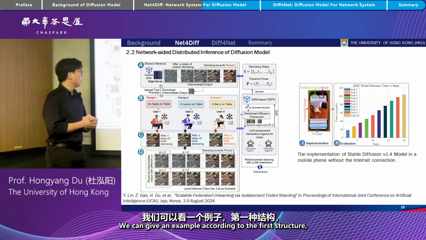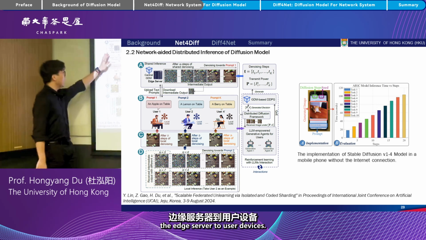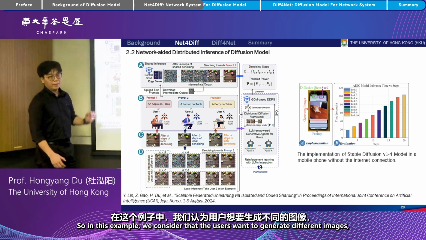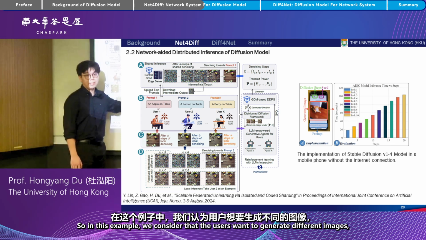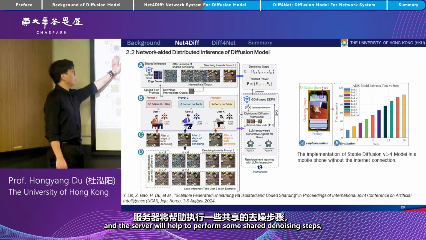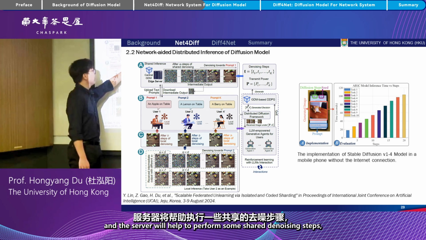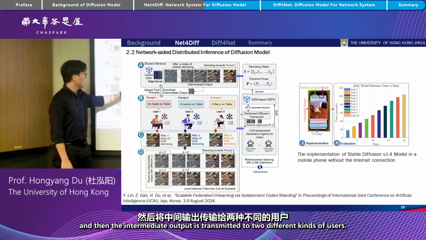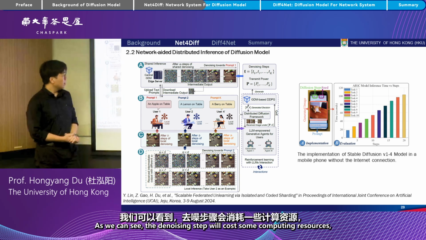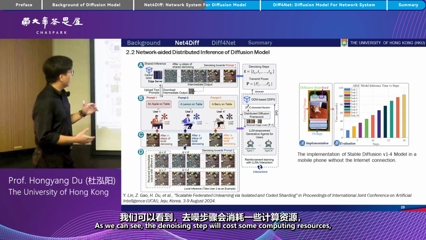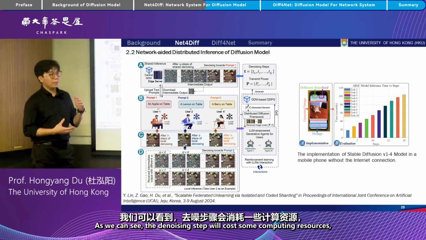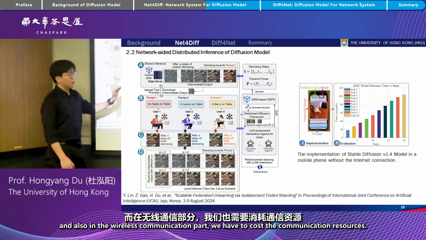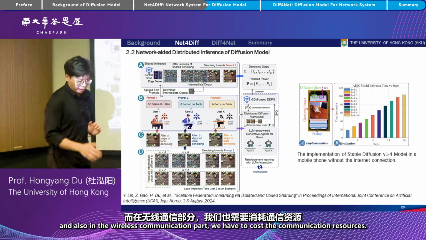We can give an example according to the first structure, the H server to user devices. In this example, we consider that the users want to generate different images, and the server will help perform some shared denoising steps, and then the intermediate output is transmitted to two different kinds of users. As we can see, the denoising step will cost some computing resources, and also in the wireless communication part, we have to cost communication resources.